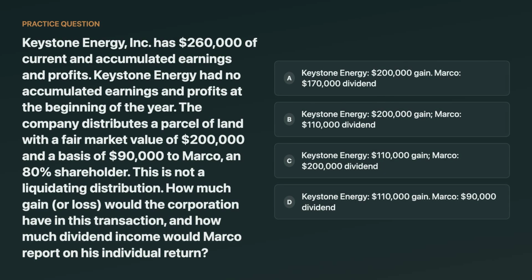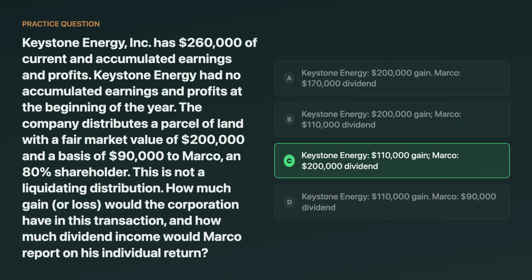Keystone Energy has $260,000 of current and accumulated earnings and profits, and it distributes land to Marco, an 80% shareholder, in a non-liquidating distribution. The land has a fair market value of $200,000 and a basis of $90,000. How much gain or loss does the corporation have, and how much dividend income does Marco report? Think about it.